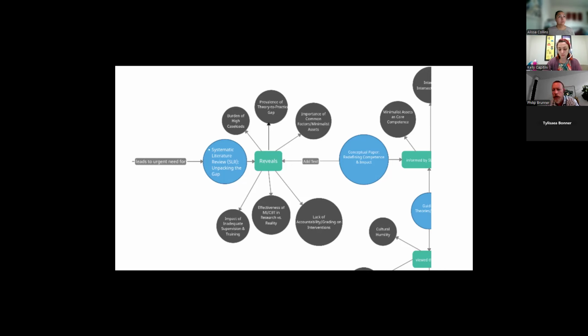The SLR aimed to identify research supporting the profound impact of what I'm calling minimalist assets, core therapeutic elements like empathy and genuine care, even when formal EBP execution is not at its highest level of fidelity. The SLR confirmed the pervasive nature of this theory to practice gap. It revealed that inadequate training and supervision often lead to a dilutive application of EBPs, resulting in suboptimal outcomes.